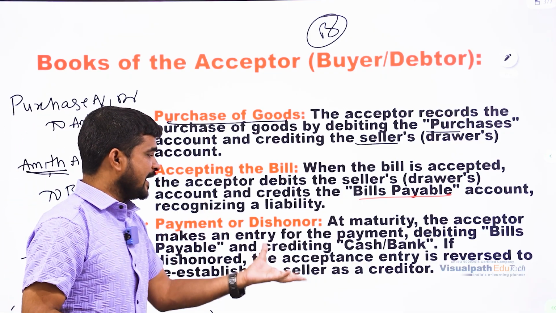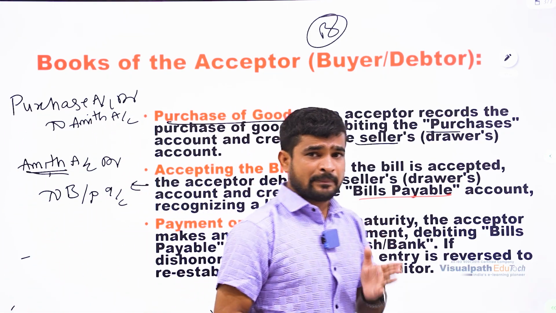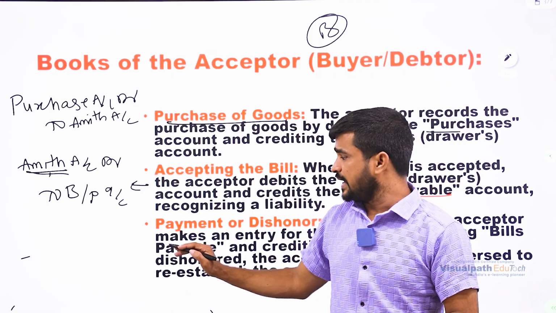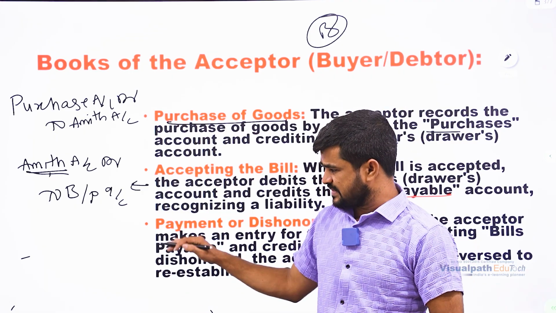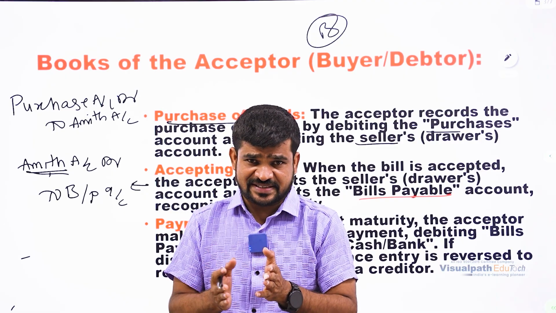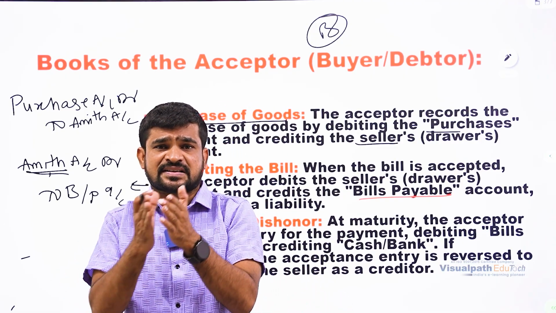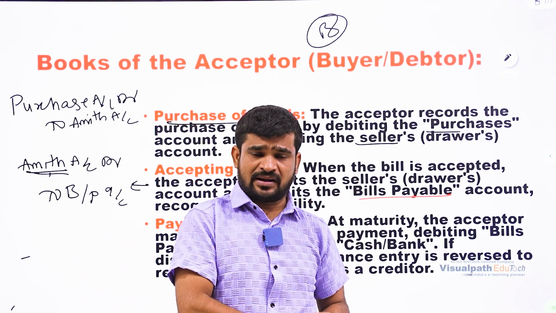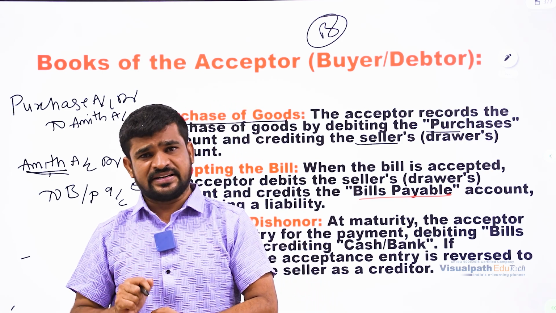Okay, payment made or dishonored. Whenever the payment is made or dishonored, an entry will occur. We will discuss this in detail: what the entries will be in different situations. As I said, bill endorsed, bill discounted, bill sent to the bank for collection. We'll discuss situation-wise in detail.